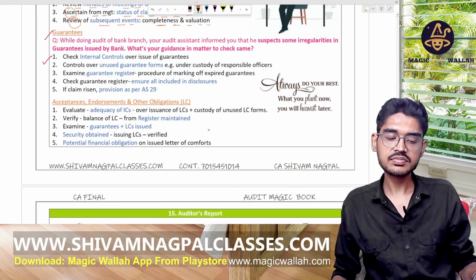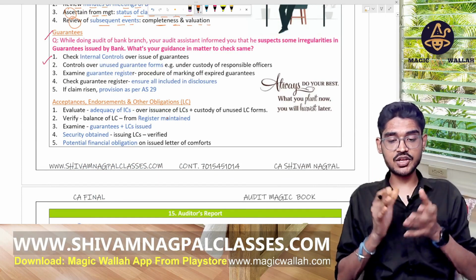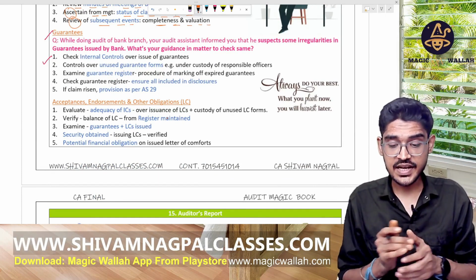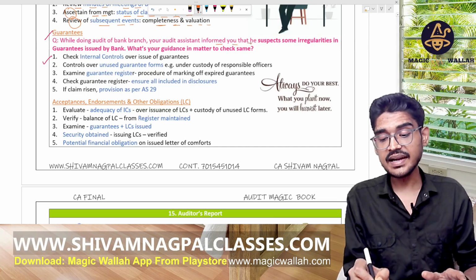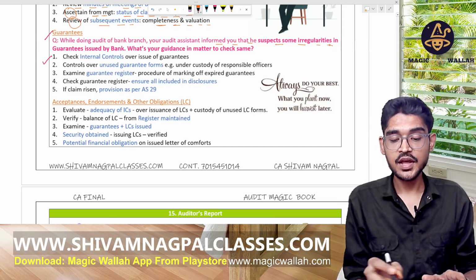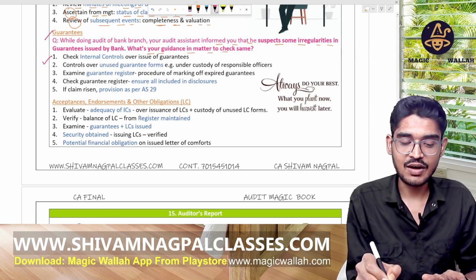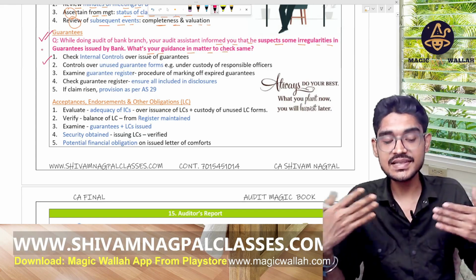Now, for the guarantee, there is a question. While doing the audit of the bank branch, your audit assistant informs you that he suspects some irregularities in the guarantee issued by the bank. So what's your guidance in this matter to check the same? How to check the guarantees, your audit procedures?